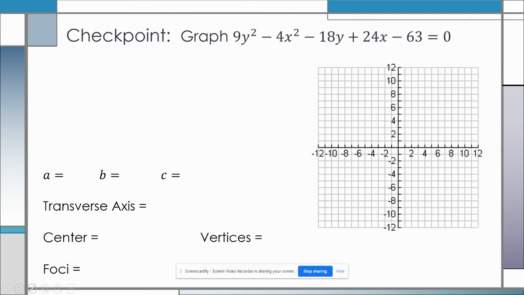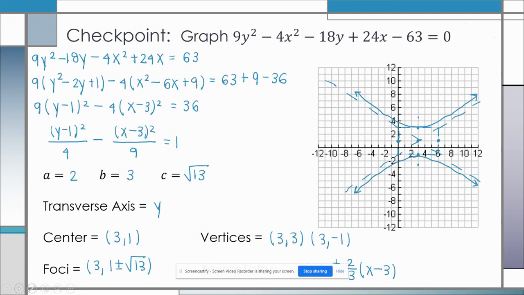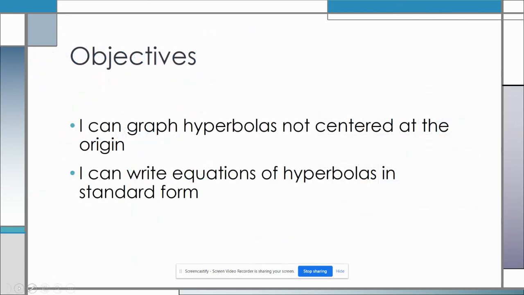So I would suggest that you pause this right now and at least try to make sure that you can complete the square correctly to get your equation of this hyperbola. Okay, so hopefully you were able to get that equation of (y minus 1) quantity squared over 4 minus (x minus 3) quantity squared over 9 equals 1. And then from there, you can go ahead and graph. So that's us with hyperbolas that were not centered at the origin and writing equations in standard form.